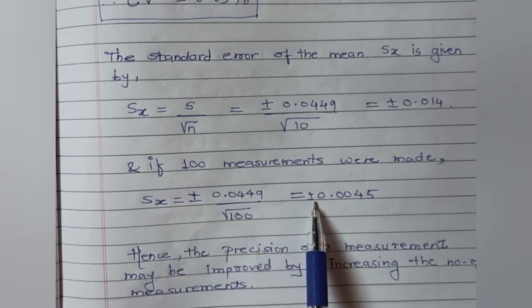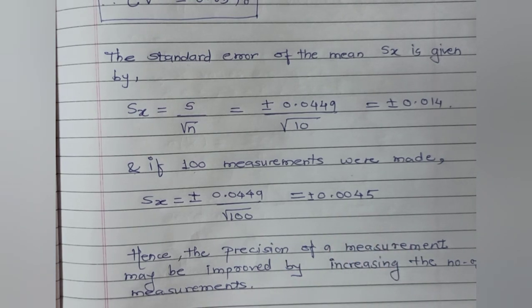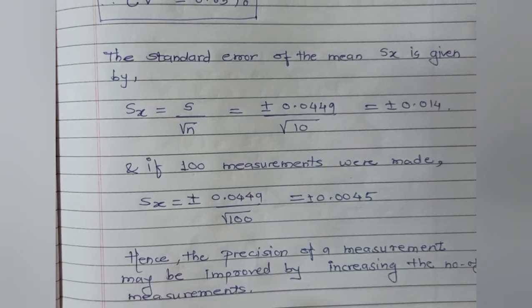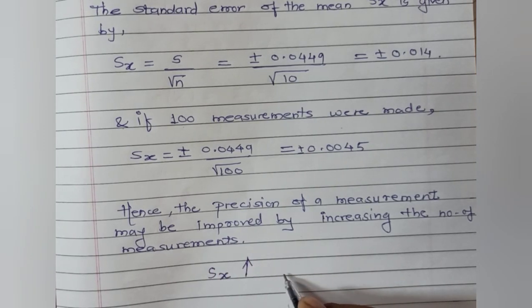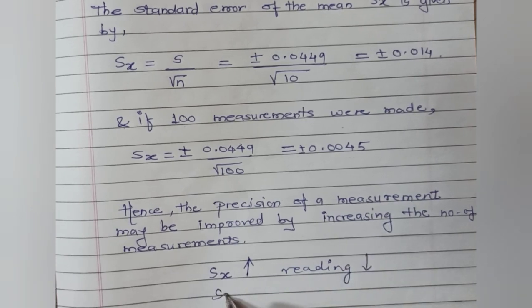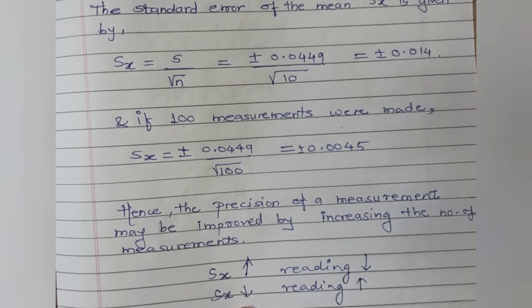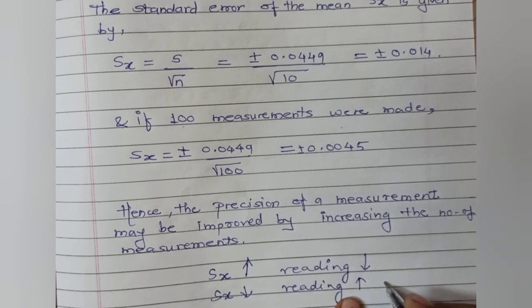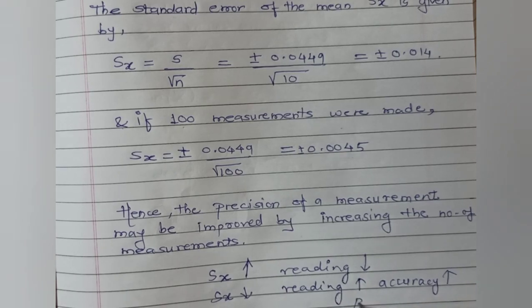When we calculate the standard error, the error is very small as compared to fewer readings. This means there is an inverse relation. When the Sx value is greater, readings were fewer. When the Sx value is less, readings will be greater. When the standard error is less, the total number of readings was greater. Obviously, accuracy is there, precision is there.